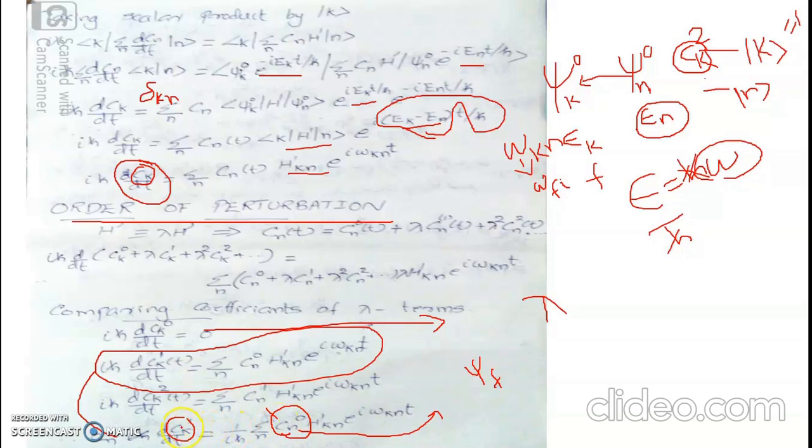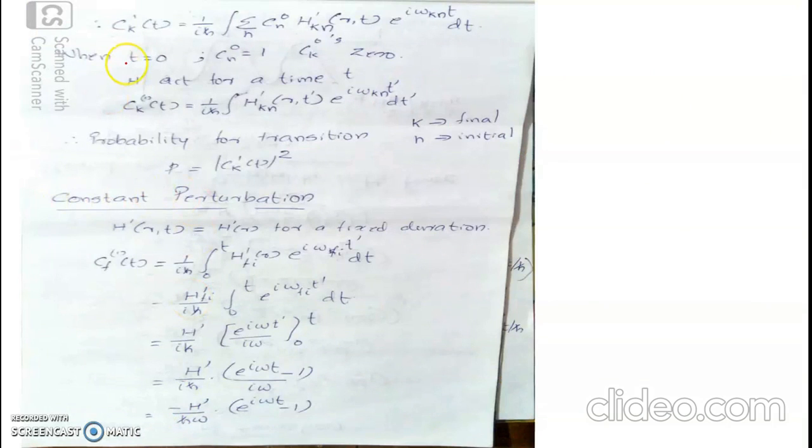Whatever it may be, whether it is an excitation or de-excitation, we represent it in terms of the parameter Ck, representing the probability amplitude for a transition to a final quantum state. So Ck1 of t, we have dCk by dt on the left side. Taking the integral of this equation, we obtain Ck1 of t is equal to 1 by i h cross integral summation over n Cn0 h prime kn of r comma t e power i omega kn t dt.